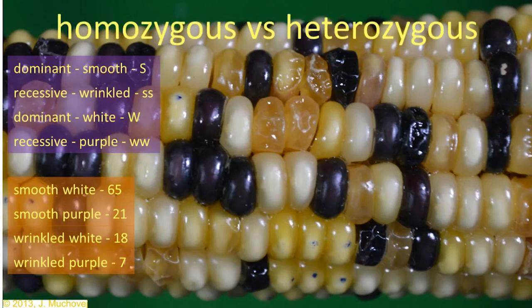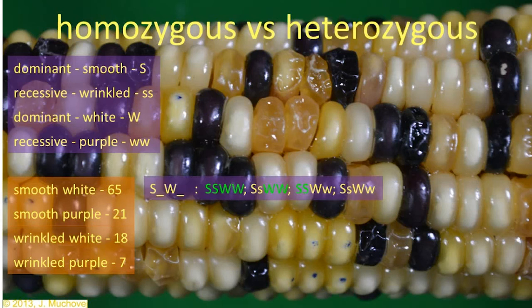Another characteristic we look at is what we call homozygous versus heterozygous. Homo means same, hetero means different. So in homozygous, we are going to talk about where both of the genes, or both of the alleles that we have, are the same. In heterozygous, we're going to look at them being different.